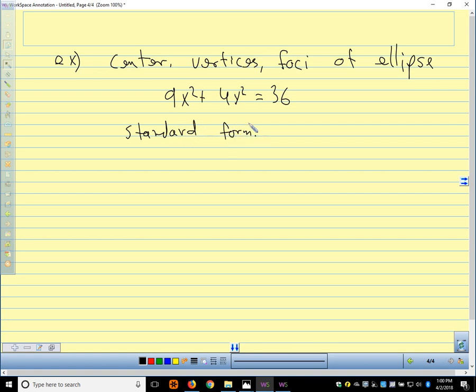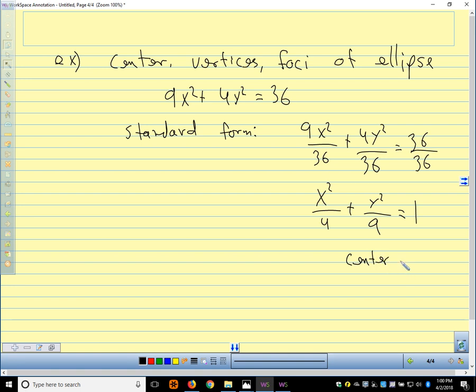So what do we need to do to get this thing in standard form? We need a 1 over here, so we're going to divide everything by 36. I'm going to write this out explicitly. So we get 9x squared over 36 plus 4y squared over 36 equals 36 over 36. Dividing everything by 36, I get x squared over 4 plus y squared over 9 equals 1. Well, now we have everything. Where is our center? Center is at 0, 0. This is x minus 0 squared, y minus 0 squared.